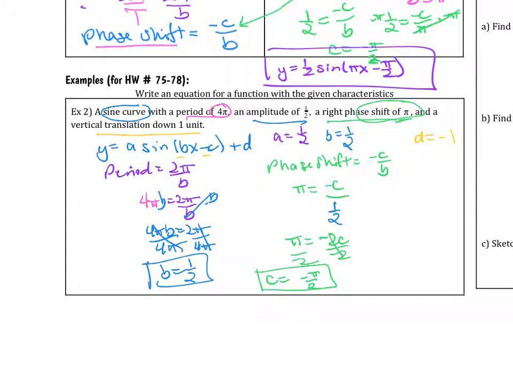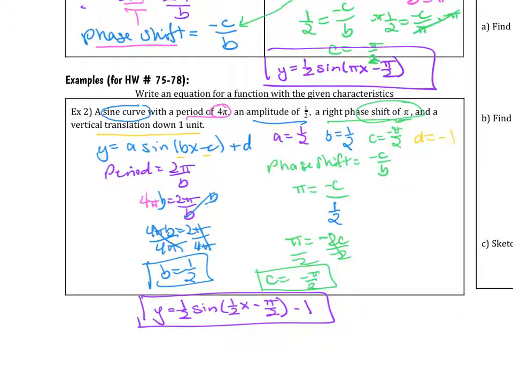So that's what we're going to plug into our formula because it is asking to write an equation. And we're writing a sine curve. So y equals 1/2 sine, and then b, so parentheses 1/2 x minus pi over 2, and then minus 1. So that is the equation that it is looking for.